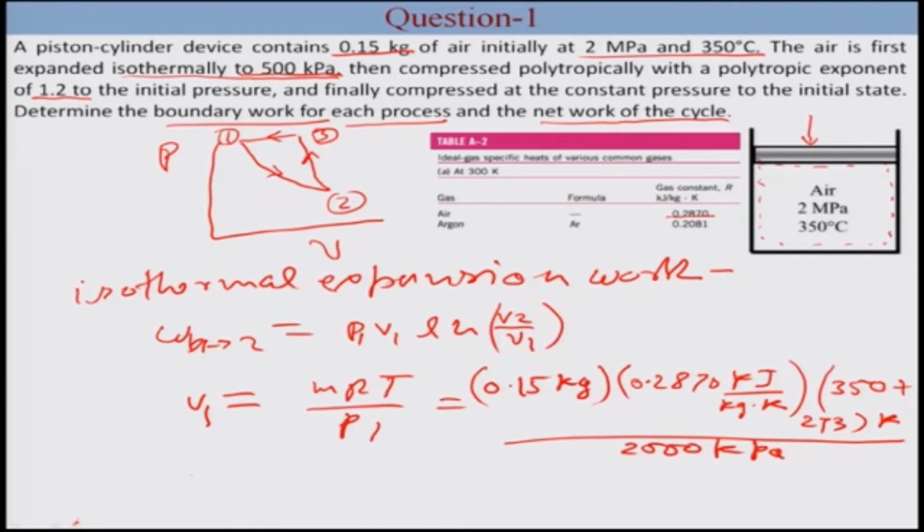So this gives us V1 equal to 0.01341 meter cube. Now we need to know the value of V2. So similarly we can calculate V2 equal to mRT upon P2. Since this is an isothermal expansion, the temperature will be the same. The value of m is 0.15 kg.